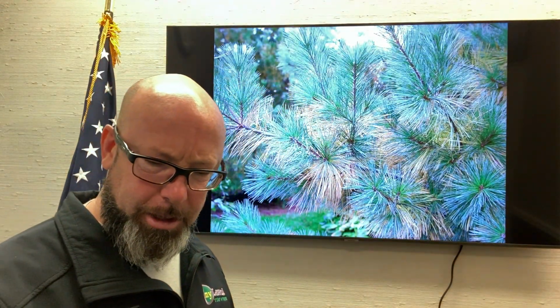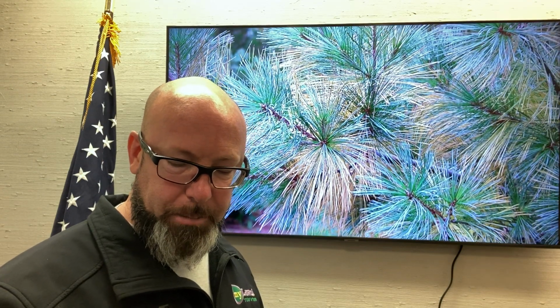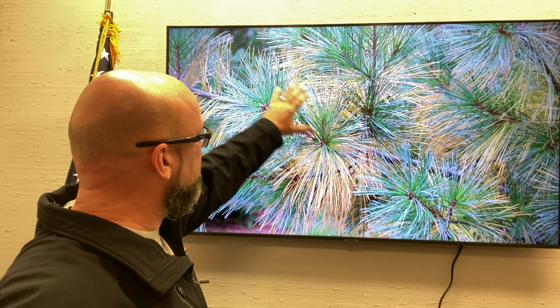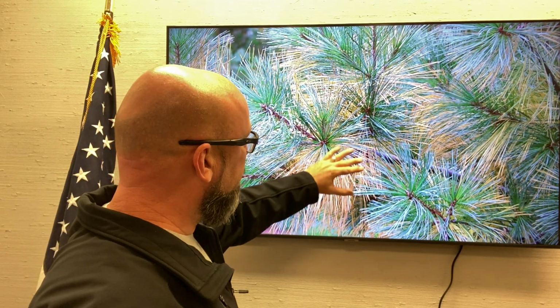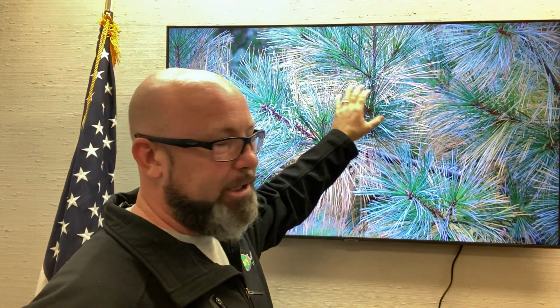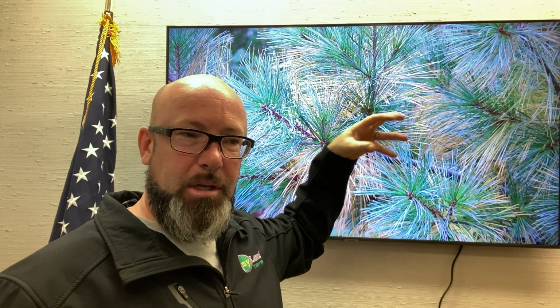Here's another picture. I think this was a loblolly pine. We've been talking about Austrians and Scotch quite a bit, but I think this is a loblolly, if I remember right. You can see it looks good on the ends, but interiorly you can see that it's stressed. That happens from just lack of water, winter injury, and it can happen during the summer too. You just want to make sure that you are really keeping up with the watering needs of your trees.